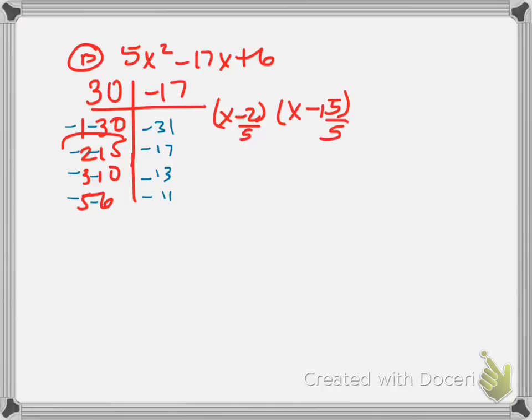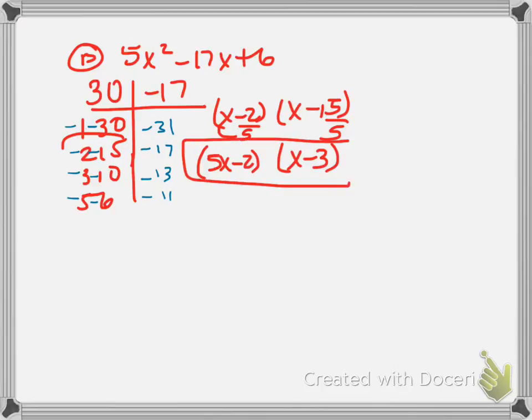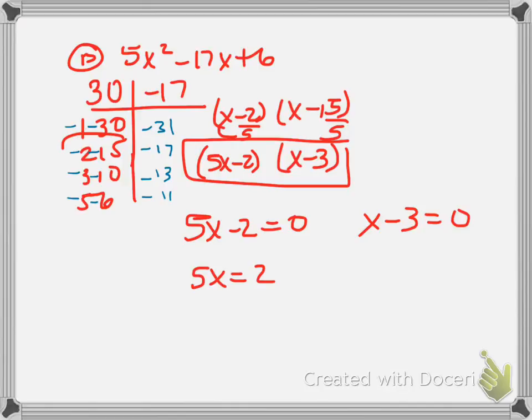divide by 5. Can 2 be divided by 5? Nope. So this becomes 5x minus 2. And this here becomes x minus 3. These are my factors. And then we set them equal to 0. So 5x equals 2. And then x equals 2 over 5. And x equals 3.